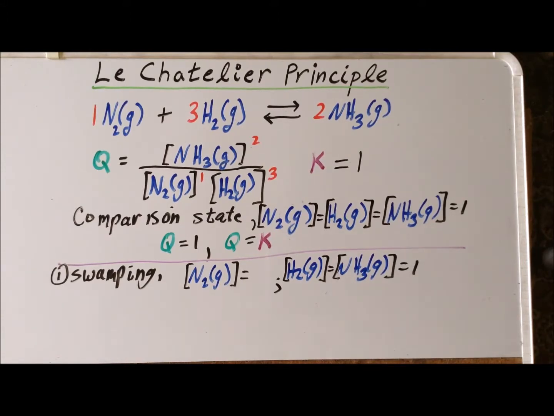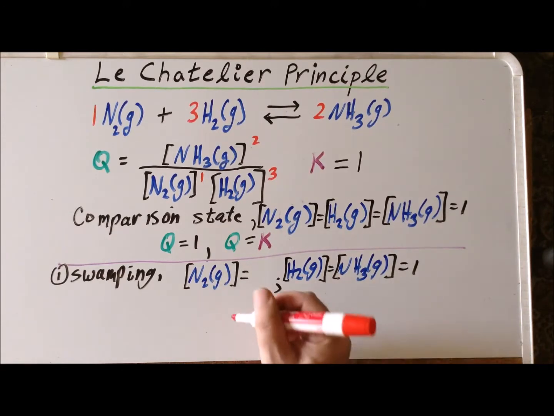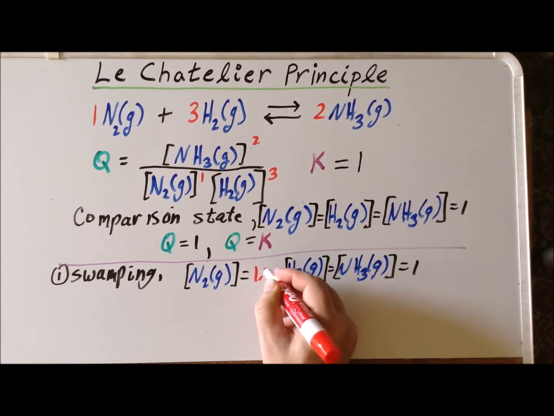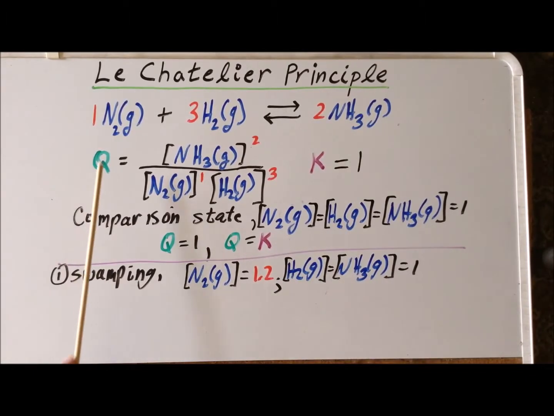So for our first example, we're going to take our system as it is here at equilibrium, and we're going to keep the hydrogen and the ammonia with exactly the same concentration. But we're going to increase the concentration of nitrogen from 1 to 1.2. So we're increasing the concentration of one of the reactants, and we're going to see how the system responds.